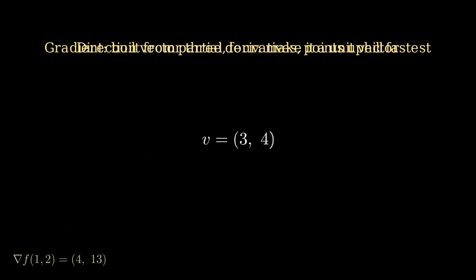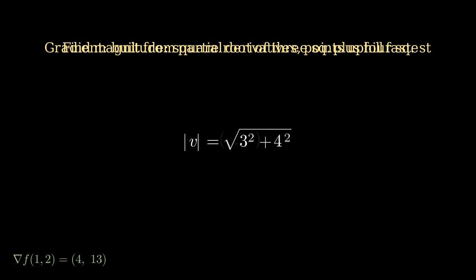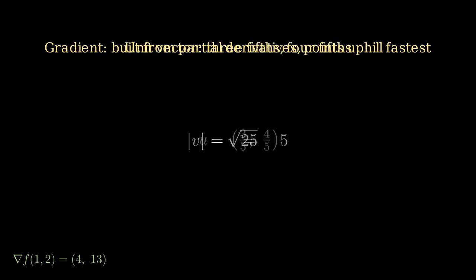Before we can use it, we must turn this vector into a unit vector, meaning a vector of length 1. The magnitude of the vector 3, 4 is the square root of 3 squared plus 4 squared, which is the square root of 9 plus 16, which is the square root of 25, which equals 5. So the unit vector is 3/5, 4/5.